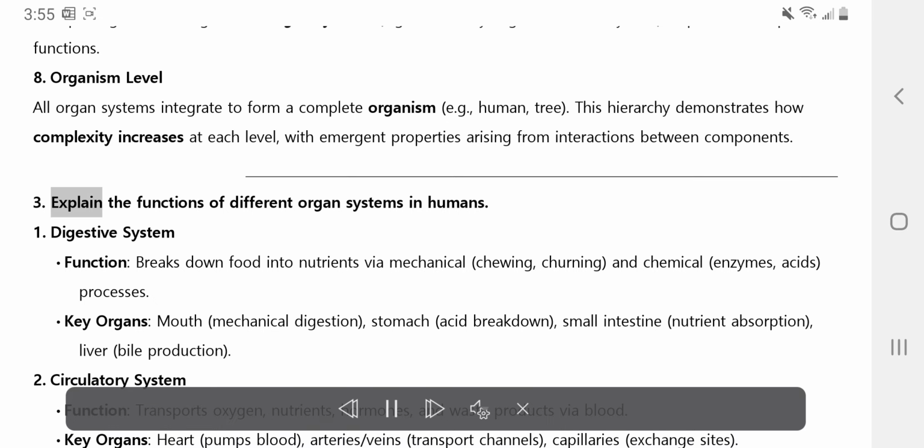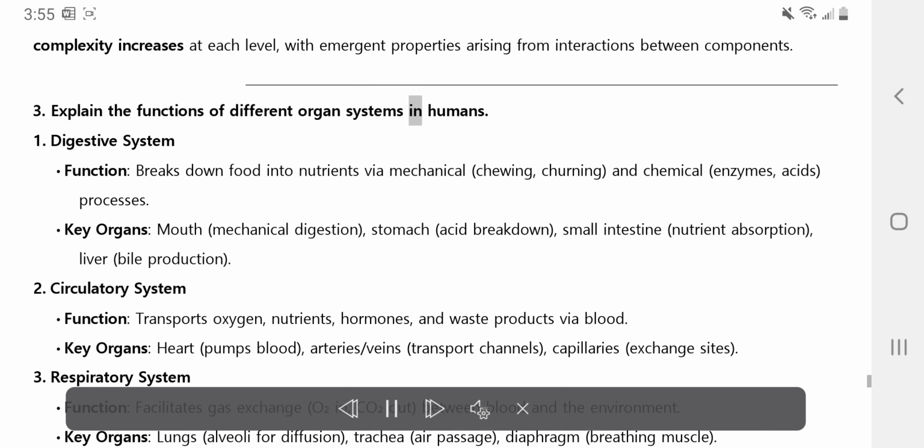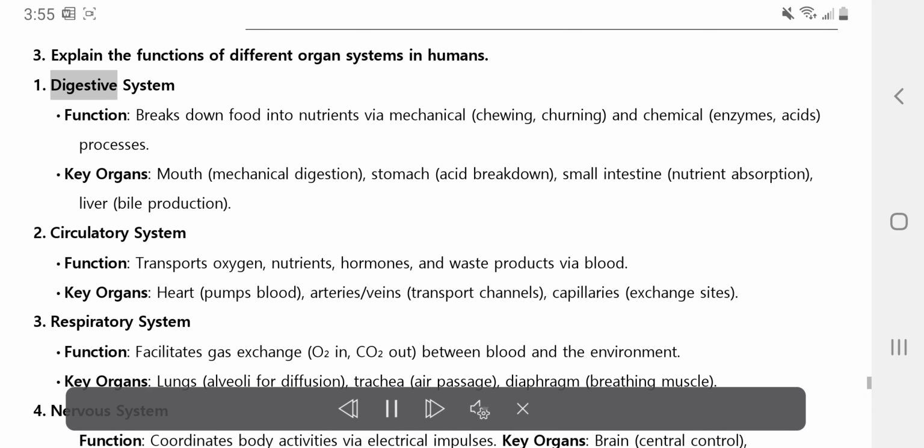3. Explain the functions of different organ systems in humans. Digestive system. Function: breaks down food into nutrients via mechanical (chewing, churning) and chemical (enzymes, acids) processes. Key organs: mouth, mechanical digestion; stomach, acid breakdown; small intestine, nutrient absorption; liver, bile production.